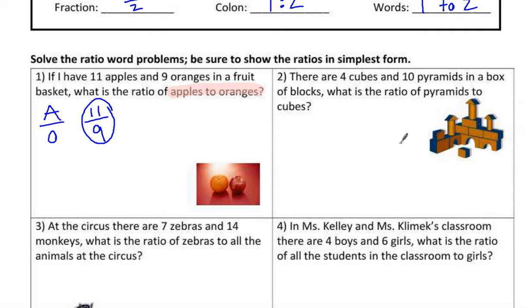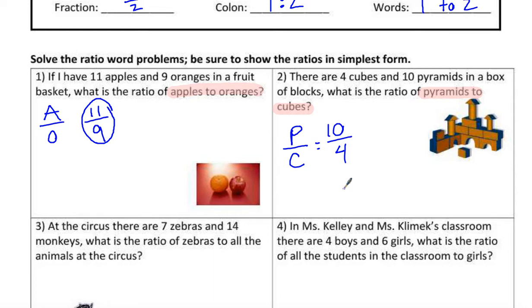Let's try number 2 together. There are 4 cubes and 10 pyramids in a box of blocks. What is the ratio of pyramids to cubes? So I need pyramids to cubes. I'm going to write pyramids, that's P, over cubes, which is C. There are 10 pyramids over 4 cubes.